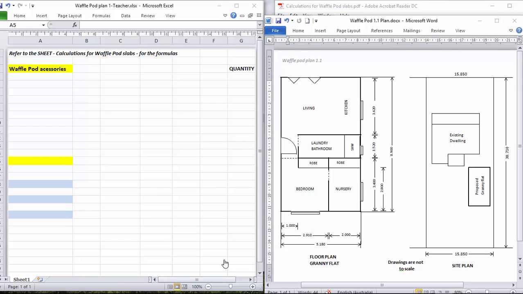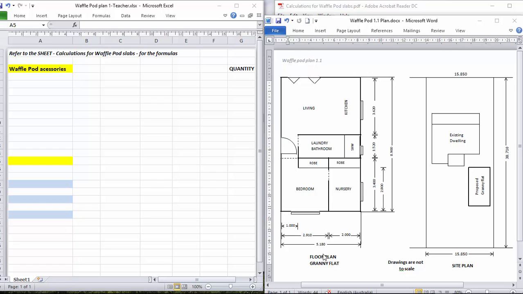Hi everyone. Today we're looking at the calculation to determine the reinforcement quantities for a waffle pod slab. Waffle pod slabs are a series of reinforced beams set out in a grid pattern that provide the structural strength in a concrete slab. We have our site plan showing the existing dwelling and the proposed granny flat with the dimensions of the site there.